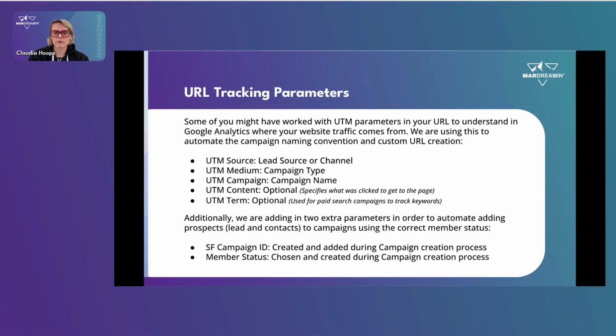Then we also have a couple of optional UTM parameters, as we know. There's UTM content, which specifies what was clicked to get to the page, or UTM term, which is also optional, and that's used for paid search campaigns to track keywords. Additionally, we are adding our secret sauce, which is 2 extra parameters in order to automate adding prospects to campaigns with their correct member statuses. So this will become the Salesforce campaign ID, which is created and added during the campaign creation process, and the member status, which is also chosen and created during the campaign creation process.